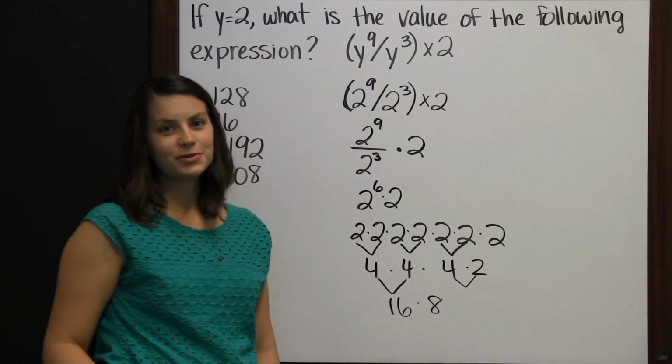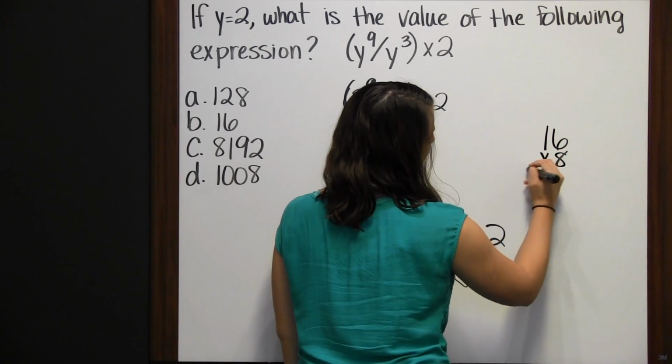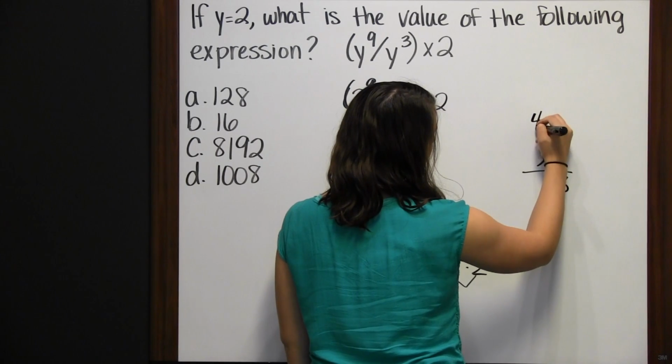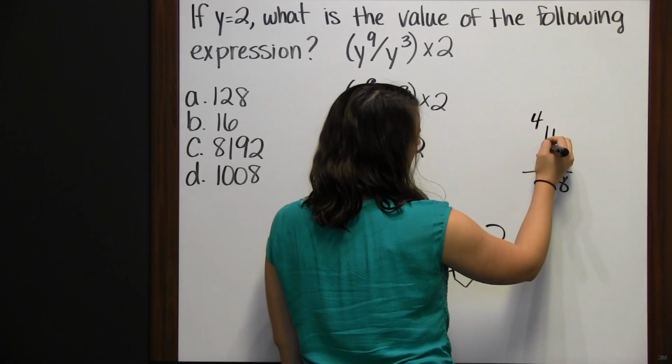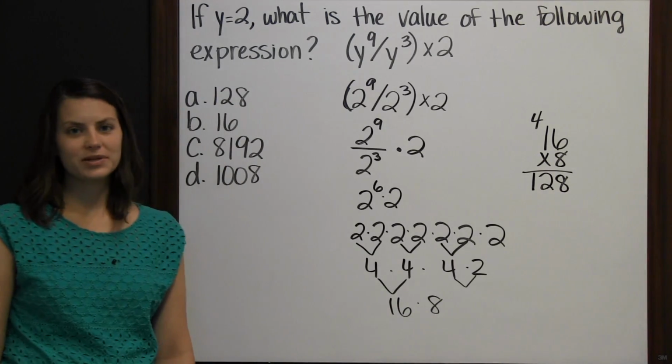So now I just need to multiply 16 times 8. 8 times 6 is 48. Carry the 4. 8 times 1 is 8. Plus 4 is 12. So it's 128.